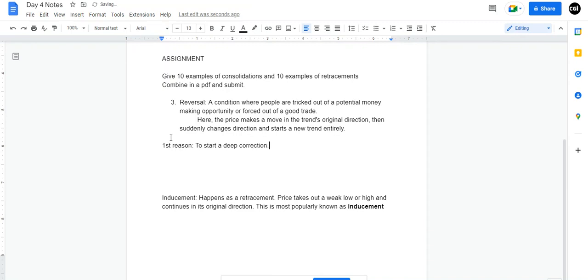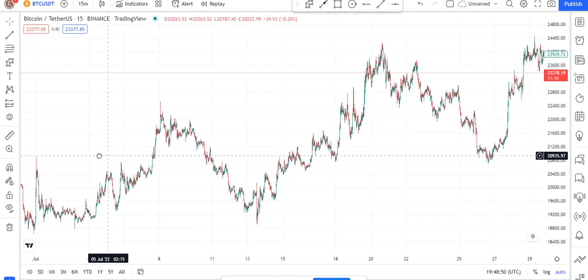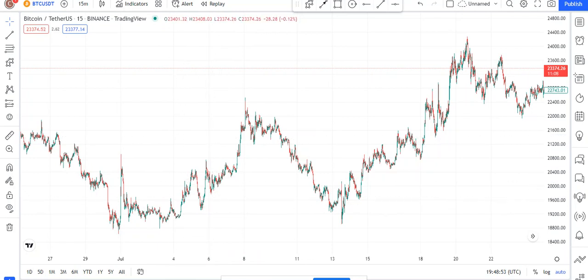Now, what do I mean by deep correction? Deep correction or retracement. So I think you guys understand retracement by now. So, to start a deep correction or retracement, let me show you what that looks like. If you have a trend, let me explain with the chart.